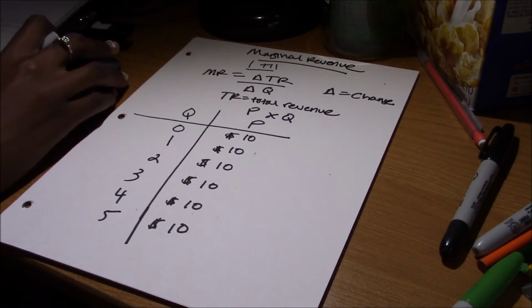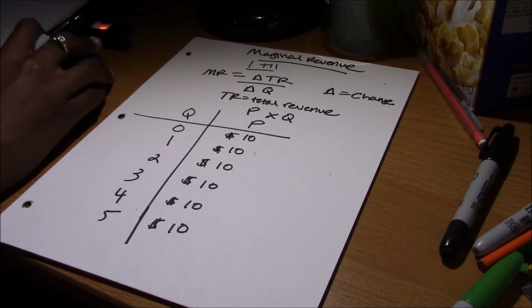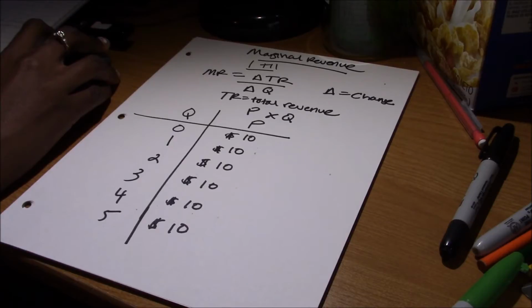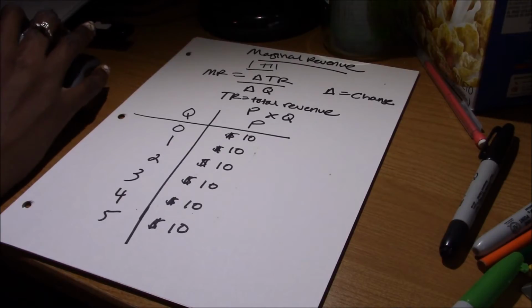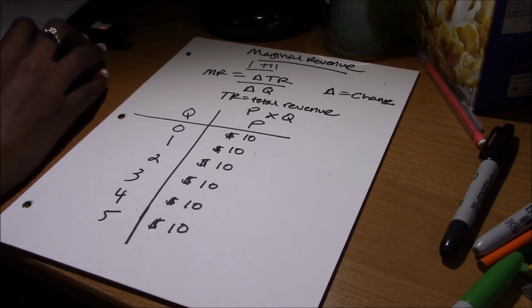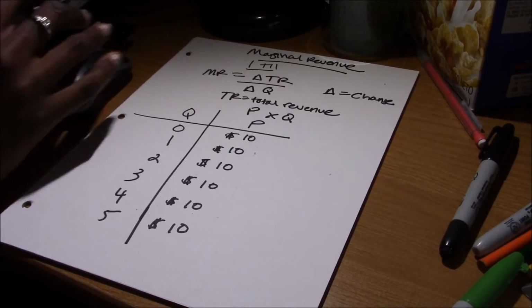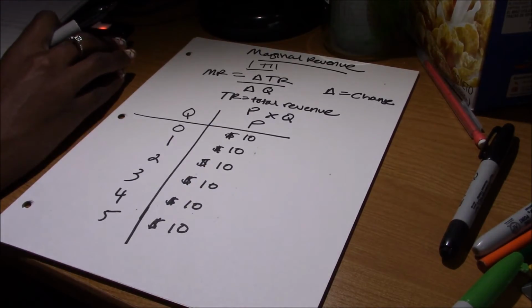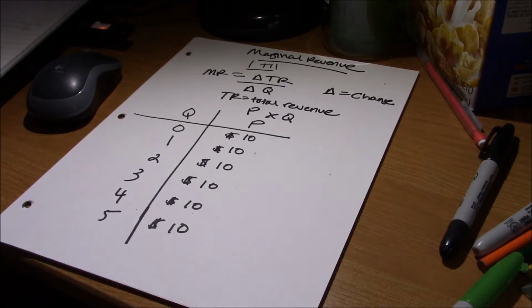I'm just trying to make sure I don't need a price up there for the 0. Oh, yes, I do. Okay, so I'm going to keep the price up here for the 0 quantity. Even though we're only producing 0 units, we're still going to have a price for it.